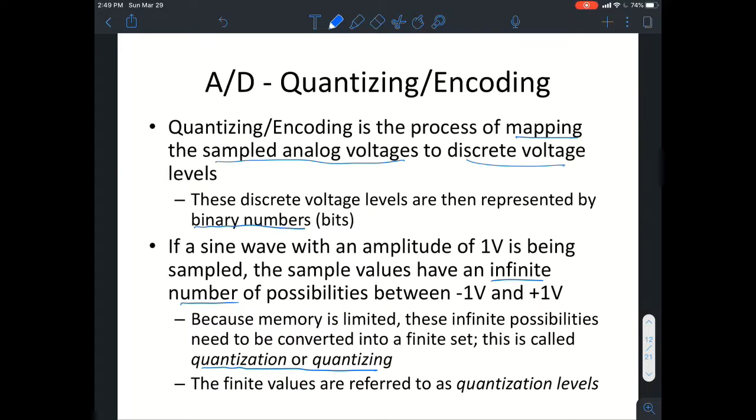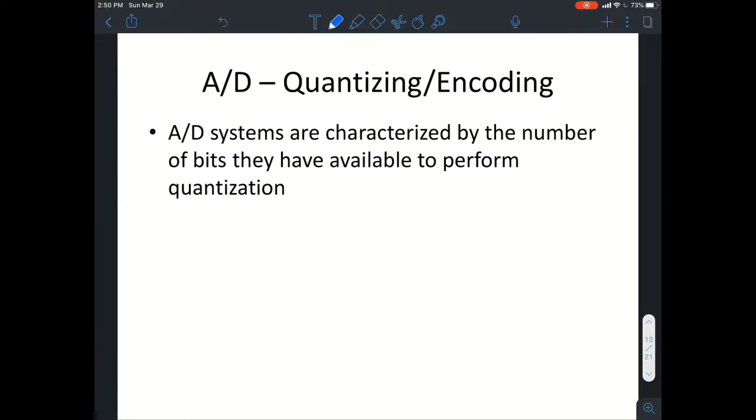So we're going to go over some quantization levels, and we're going to move forward talking about this information. Analog to digital systems are characterized by the number of bits. The number of bits they have is going to be a very important bit of information. We're going to say that we have an n-bit system, and an n-bit system is going to have a certain number of quantization levels. We find that by saying it actually has 2 raised to the n quantization levels.